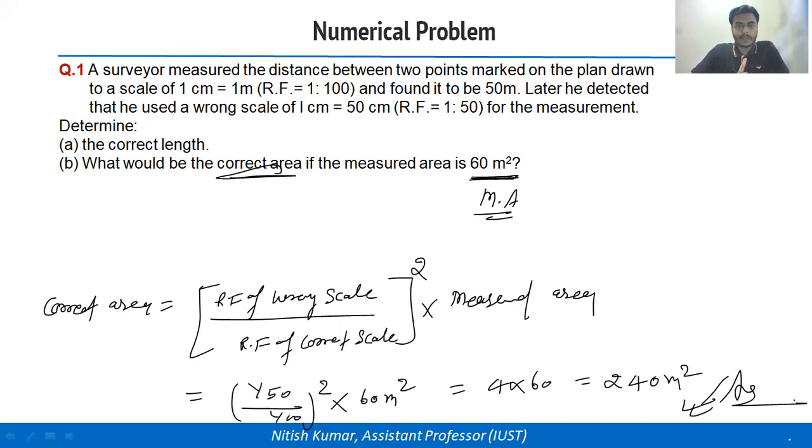So now we are very clear about how we can calculate the correct length or corrected area when we have taken the wrong scale during the measurement. So there are only two formulas, just remember. Corrected length is equal to RF of wrong scale divided by RF of correct scale into measured length. In terms of area, corrected area is equal to RF of wrong scale divided by RF of correct scale, the whole square, and then into measured area.